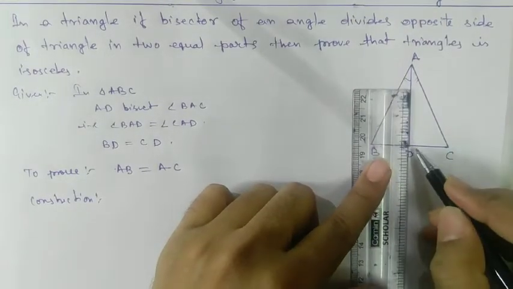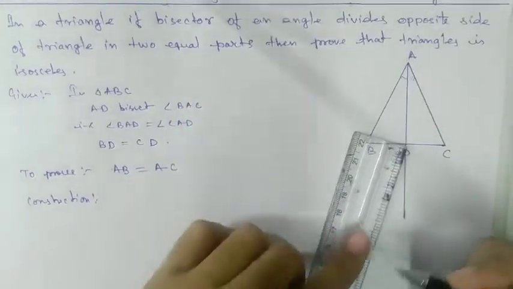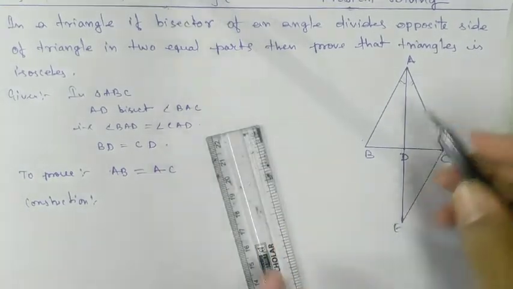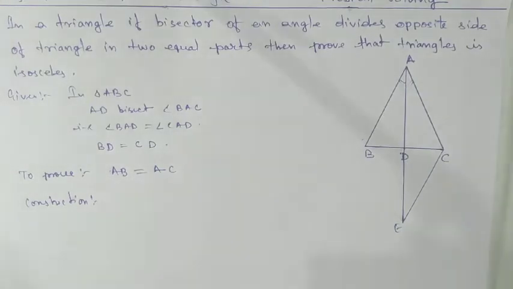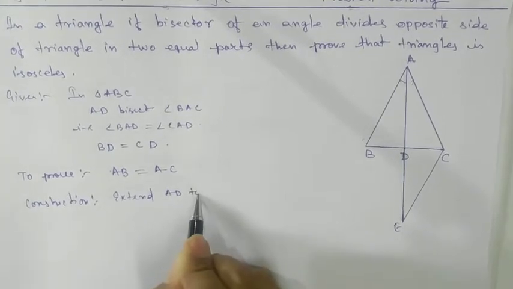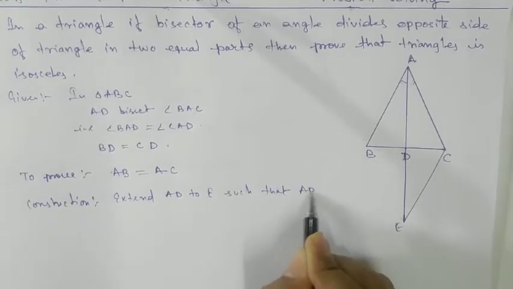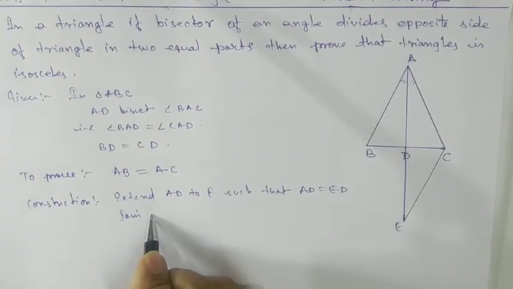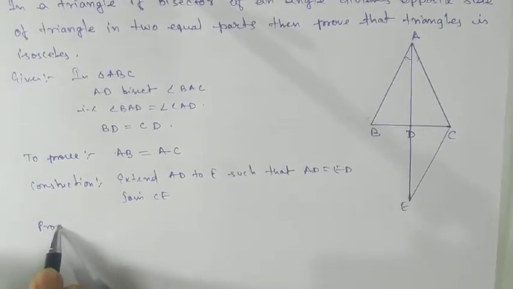We'll extend AD to E. Okay, it's our choice, such that AD equals to ED and join AC. So we'll write here, extend AD to E such that AD equals to ED and join EC. Okay, so we're going to start proof.